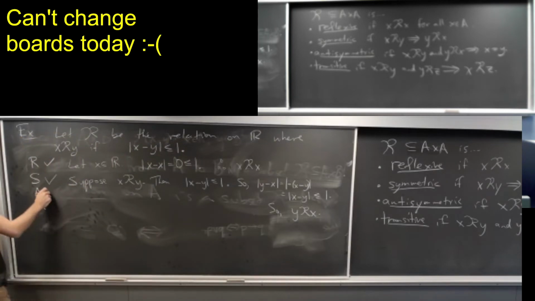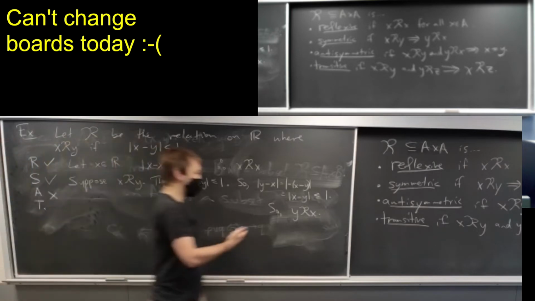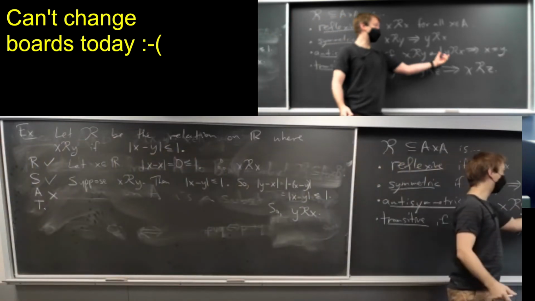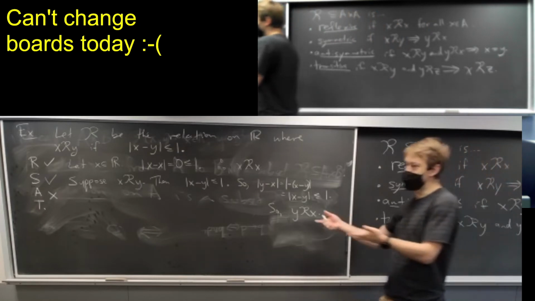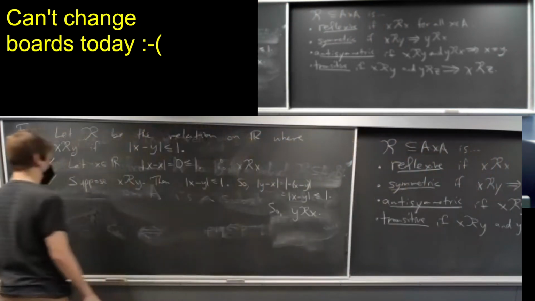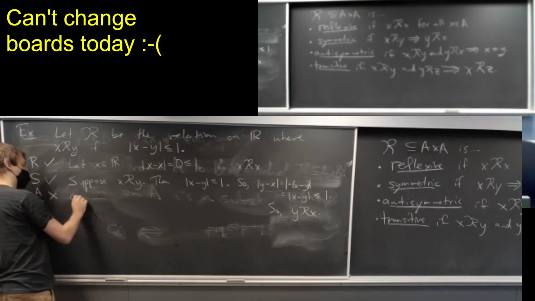Okay, maybe I'll do this one. Anti-symmetric. It's not anti-symmetric, right? Anti-symmetric says if x is related to y and y is related to x, then they have to be equal. That's not true. And how do you show something's not true? You give a counterexample.